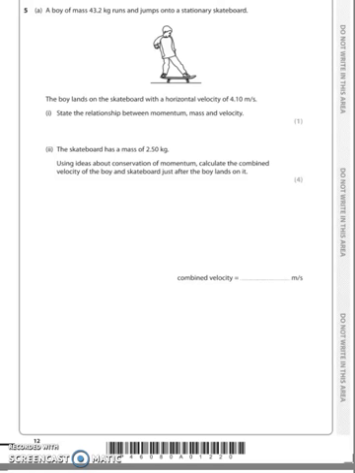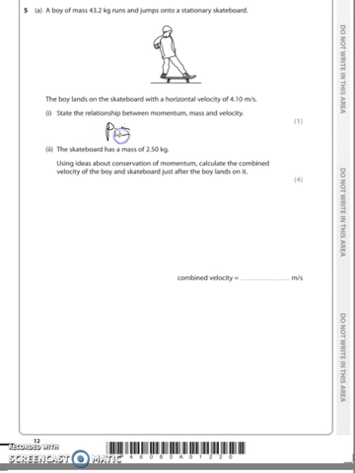This is June 2016, this is paper 2PR, and this is question number 5. A boy of mass 43.2 kilograms runs and jumps onto a stationary skateboard, of course he does. The boy lands on the skateboard with a horizontal velocity of 4.1 meters per second. What is the relationship between momentum, mass and velocity?